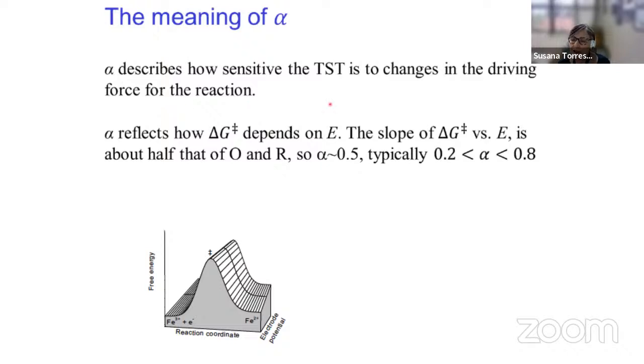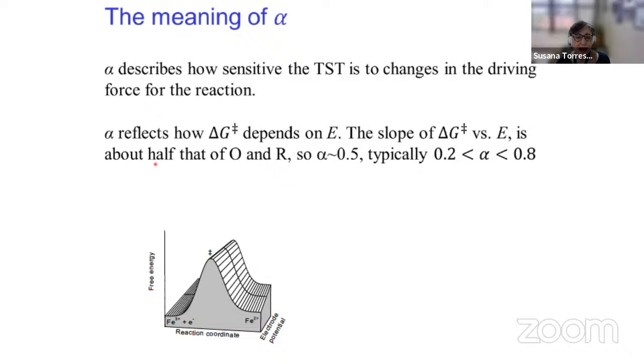So the meaning of this transfer coefficient, alpha, is that it describes how sensitive the transition state is to changes in the driving force of the reaction. If we plot, for example, the free energy as a function of the reaction coordinate, we have these kinds of curves, but we do this as a function of the electron potential. When we apply a potential that is farther away from the equilibrium, we are going to distort this well. So alpha reflects how this change in the free energy of transition depends on the potential. It is related to the slope of the change in the free energy of transition versus the potential.